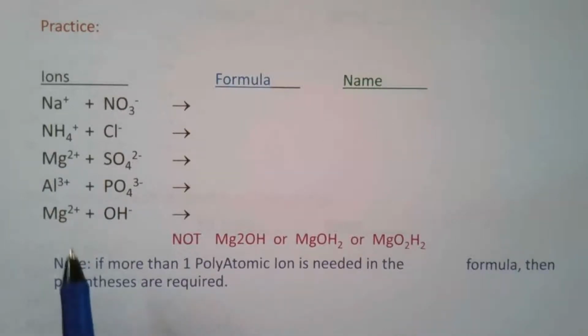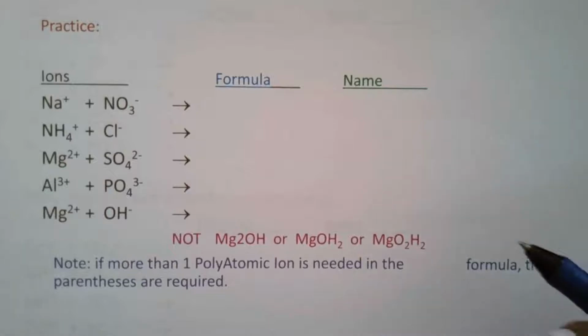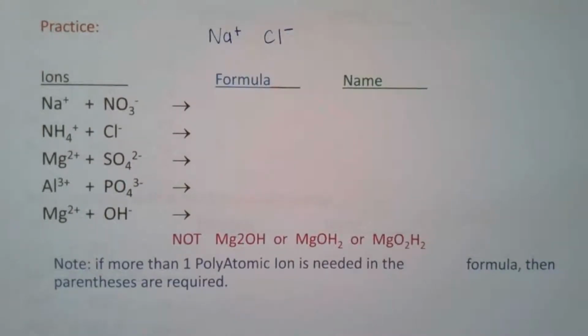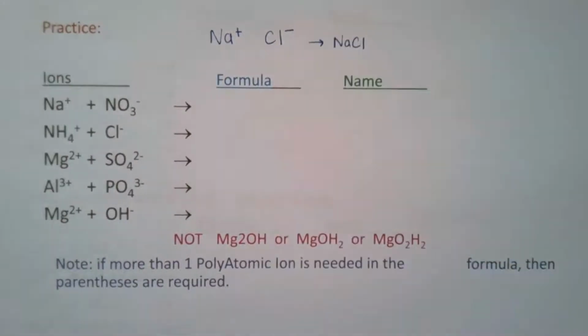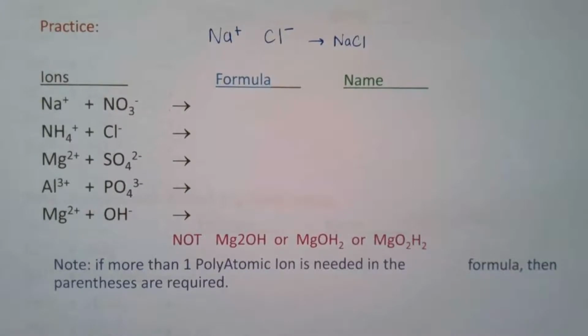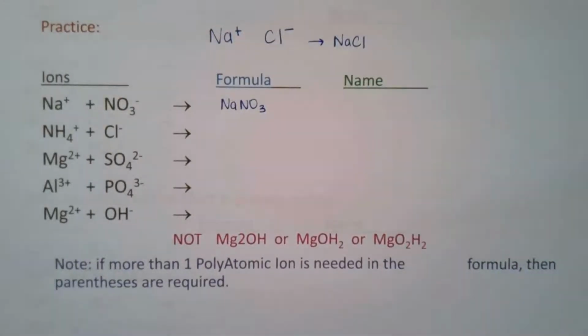So if we imagine a situation where we did Na plus and Cl minus, we all know how that would look. We would crisscross those and we would end up with NaCl. Well, we are going to treat NO3, or nitrate, exactly how we would treat chlorine. So we're going to crisscross these and we simply end up with NaNO3. Simple as that. 1-to-1 crisscross and we're done.